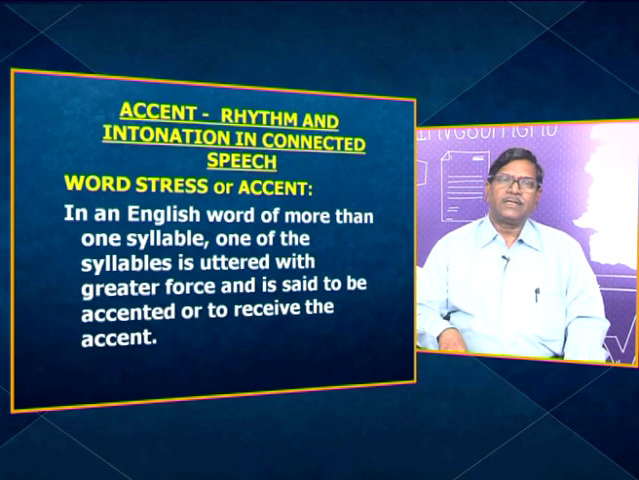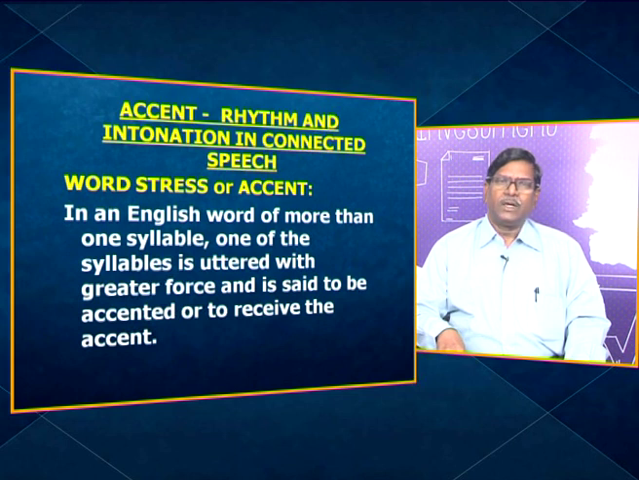With regard to accent, there are two aspects mainly. One is word accent or stress, and the second one is sentence stress or sentence accent. Now, let us discuss word stress. What is word stress? In an English word which contains more than one syllable, one of the syllables is uttered with greater force and is said to be accented or to receive the accent. And the accented or stressed syllable is the syllable that gets a prominence and it is uttered with a greater force.